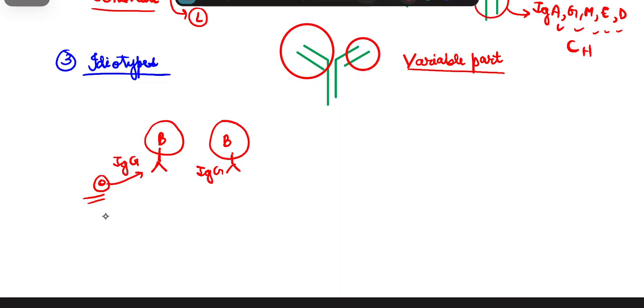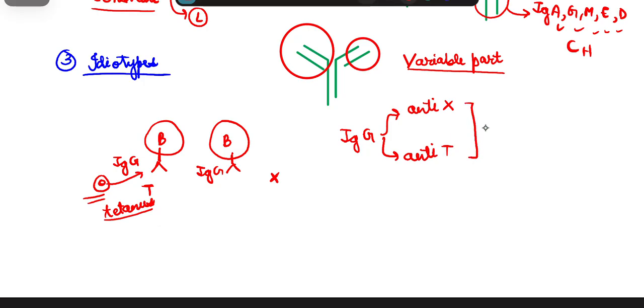But suppose this is for tetanus and this is for another important type of antigen which is coming here. Let's say this is for antigen T and this is for antigen X. So both of them are still IgG, but the functionality of one is anti-X and one of them is acting as anti-T. So these two may be isotypes, may be allotypes, but cannot be idiotypes, can never be.